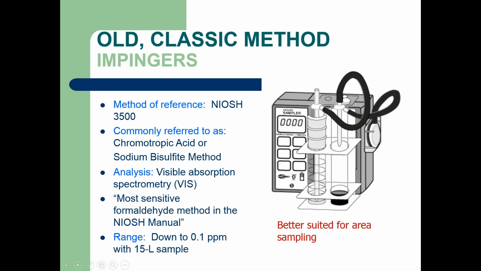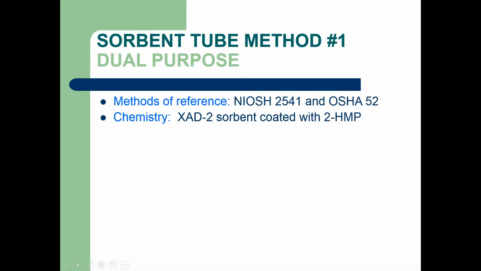But nobody likes impingers. They are better suited for area sampling. If you're going to do personal sampling, you will probably want to use another method. There are currently two active sampling methods available using sorbent tubes. And I frequently get questions as to why you would choose one method over the other.